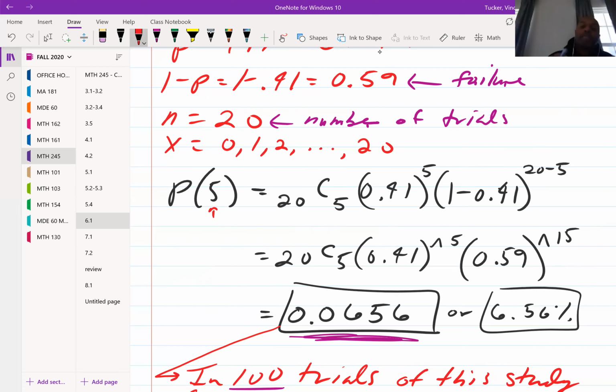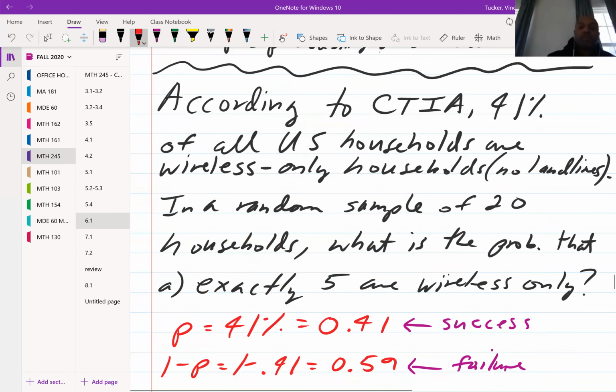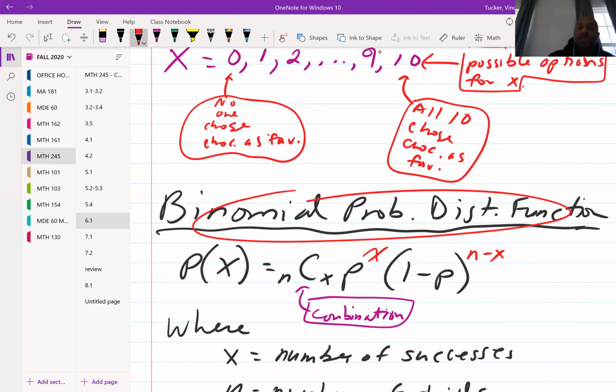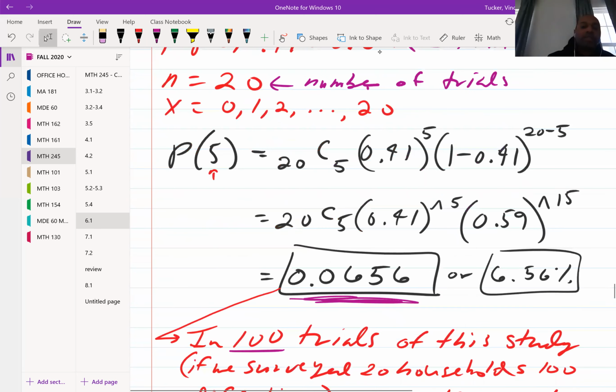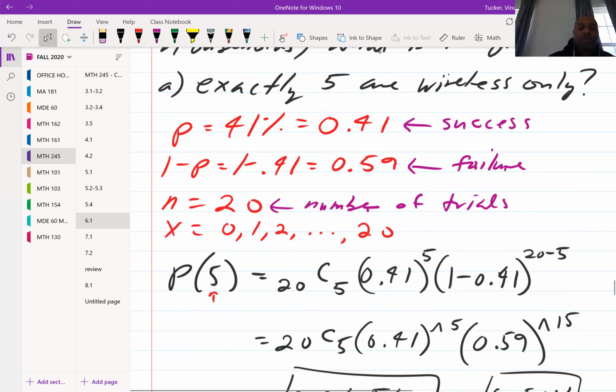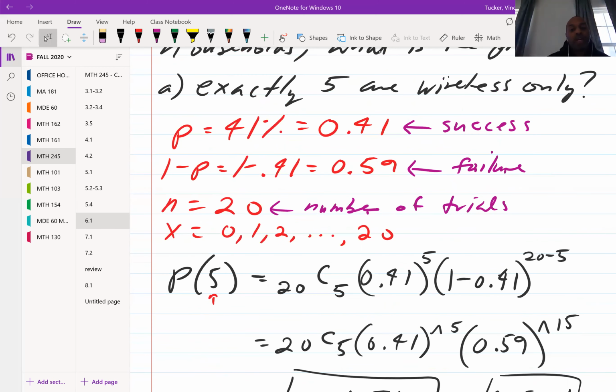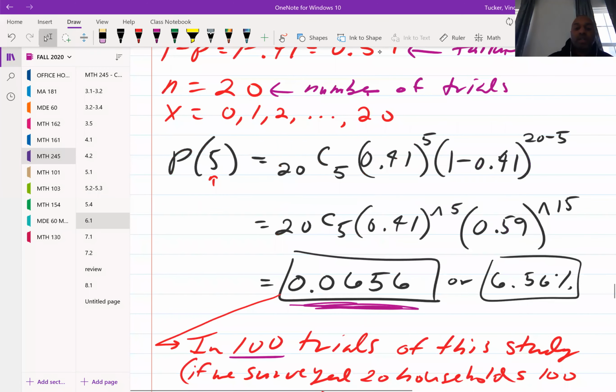Now, once again, if you were to Google binomial probability distribution function, there are some apps, some websites out there that all they would do is ask you for your number of successes, probability of success, and they ask you for these things. Then when you type them in, it'll just give you the answer, so that is out there as well.